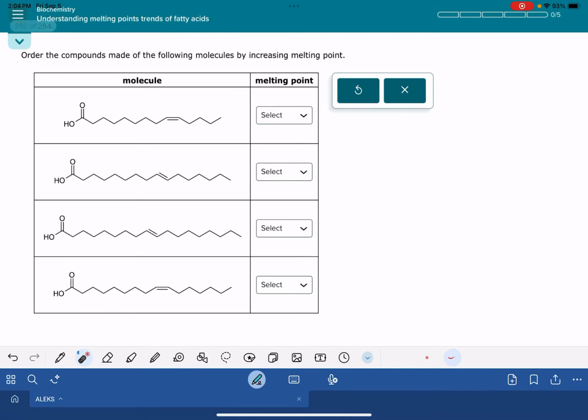Hey everyone, in this video I'm going to show you how to solve the ALEKS problem called Understanding Melting Point Trends of Fatty Acids. This problem is going to give us the structures of 4 fatty acids, and our job is to rank those 4 fatty acids by increasing melting point.